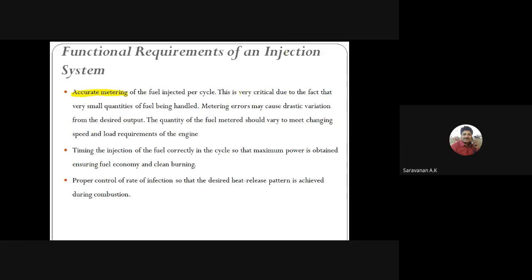See, it's a very critical one, right? Why? Because we have to measure a very small quantity of the fuel that will be injected, right? So that has to be very accurate. So accurate metering is very important, right?